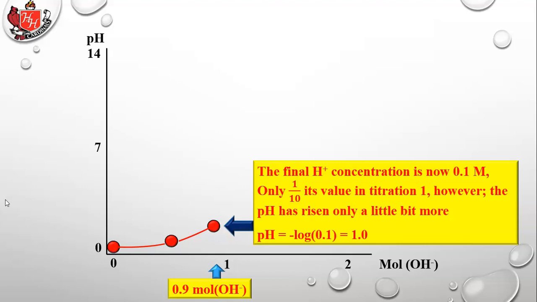So even though you're adding almost as many moles of hydroxide as you have moles of hydronium, as long as there's more hydronium, the solution is going to be very strongly an acidic solution. 1 on the pH scale is a strong acid.